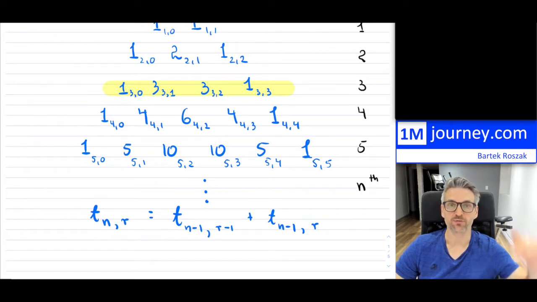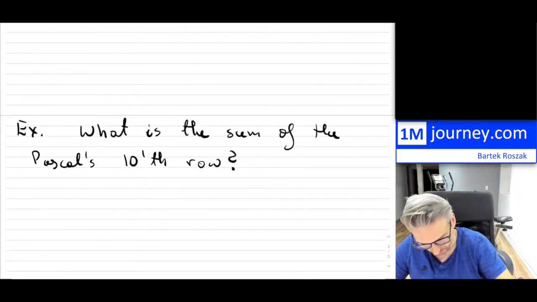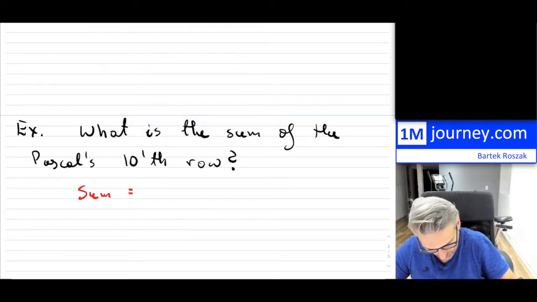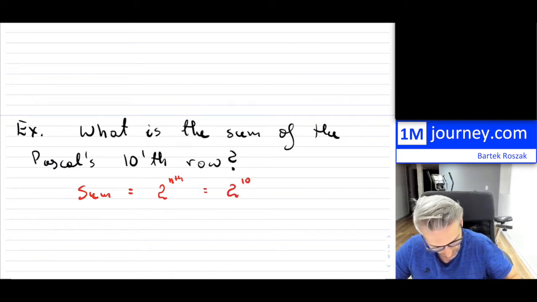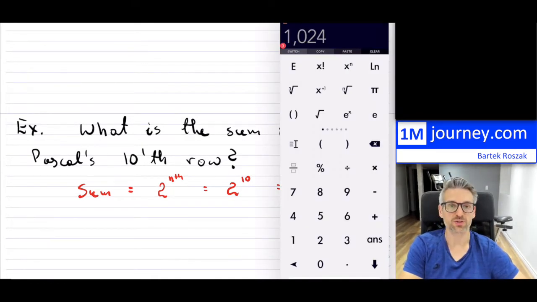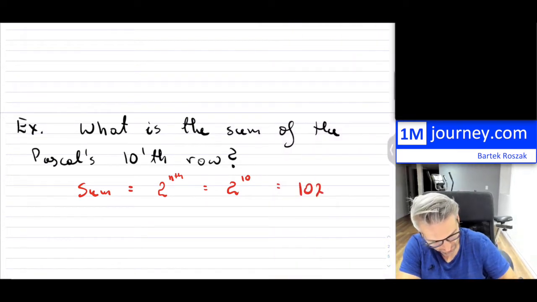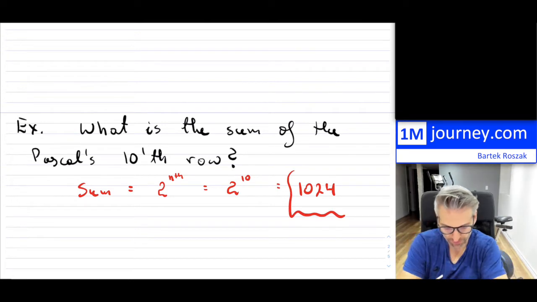Now we're asking for the 10th row. If you remember, it's rather simple: the sum is always equal to 2 to the power of the row itself, so 2 to the nth row, which in our case is the 10th row. So this would be 2 to the 10, which is 1024. That's what we would get if we summed up all of them.